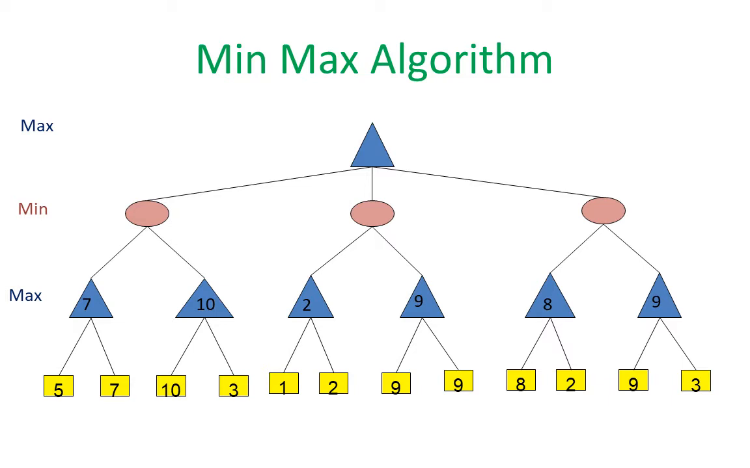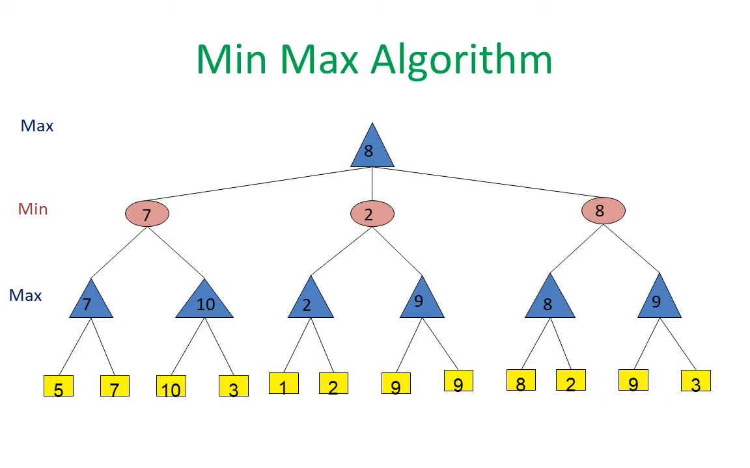So next comes the min player. The min player will choose the minimum value. So here 7 and 10, so 7 is the minimum value. Similarly in the second node 2 is the minimum value and finally 8 is the minimum value. And again this is a turn for the max player. The max player will always choose the maximum value, therefore 8 is the maximum value.